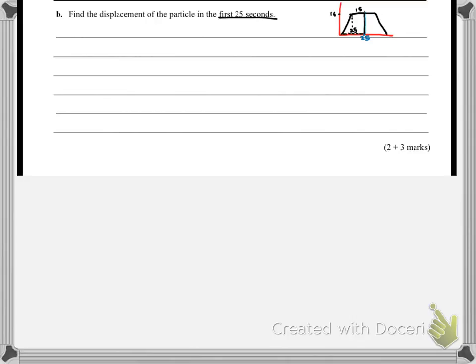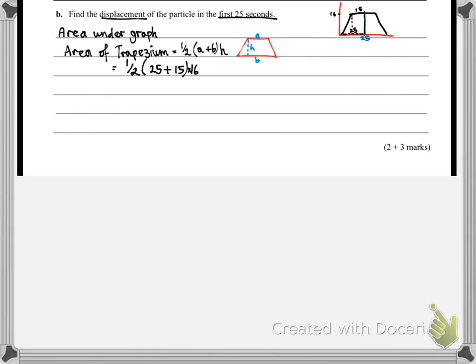Alright, so some things we need to know about the trapezium. We need to know the height of the trapezium, which is 16. We need to know the top length, which we work out to be 15, and the bottom length, 25. So the area under the graph is our displacement, and we're working out the area of the trapezium. Half times the A length plus the B length multiplied by the height. There it is. So let's substitute our values in, and we get 8 times 40, which is 320 meters.